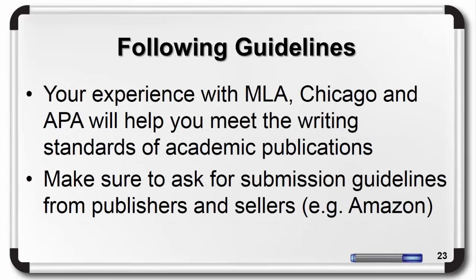If you're writing for a publication, they'll likely give you guidelines to follow to ensure that your submission meets their writing standards. You'll likely have experience writing papers that follow academic style guidelines like MLA, Chicago, or APA. This has given you practice that will help you meet the writing standards of academic publications. Some publications may have their own writing style guides to help you with your writing, so asking about submission guidelines is a good idea before you start your project.